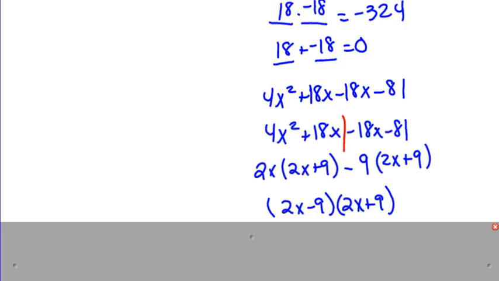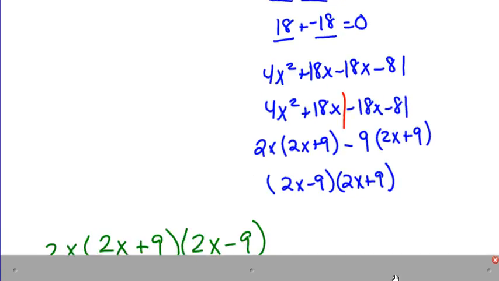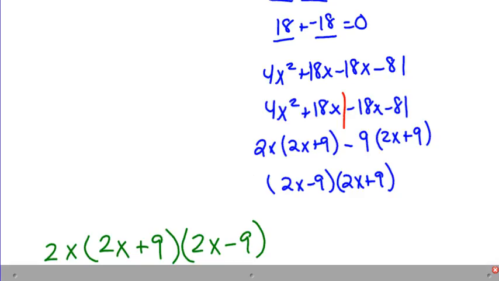So let's look to see what components we have for our factored form. We had our greatest common factor of 2x. We also now have 2x plus 9 and 2x minus 9. So this would be our completely factored form for our original polynomial.